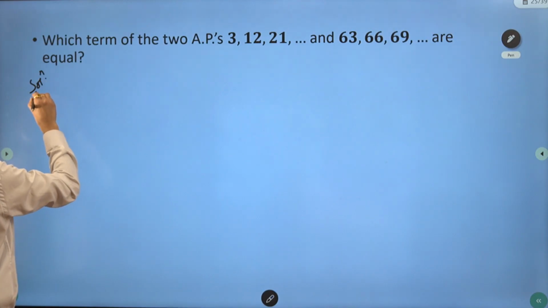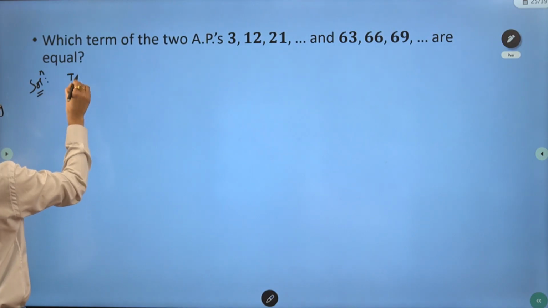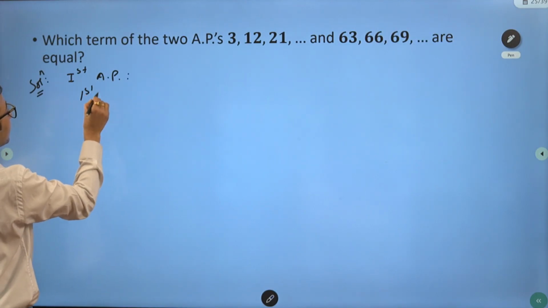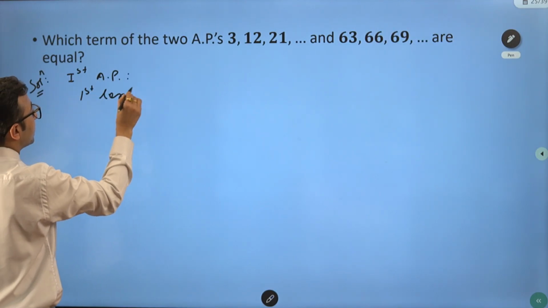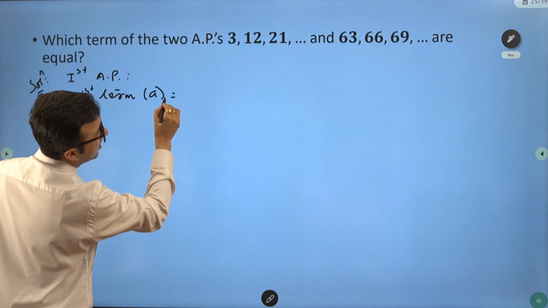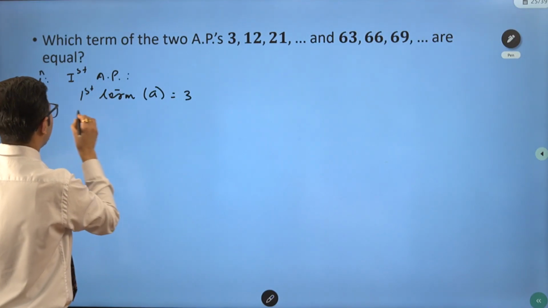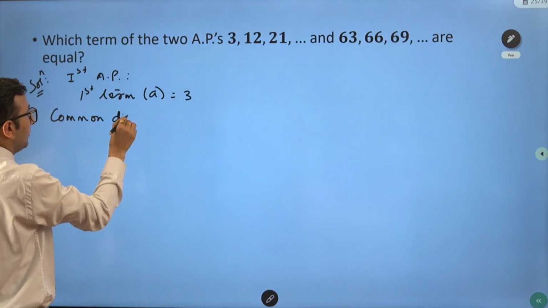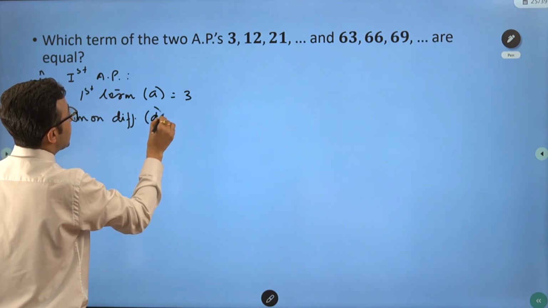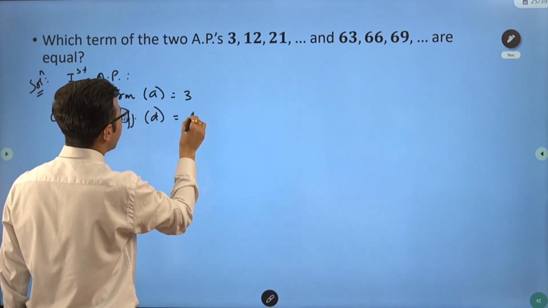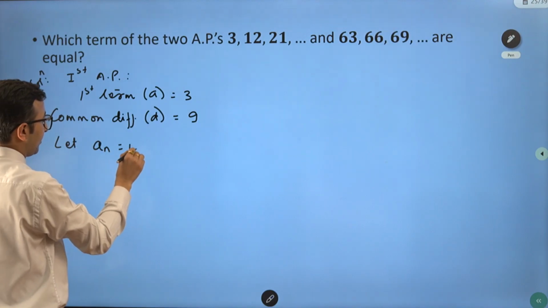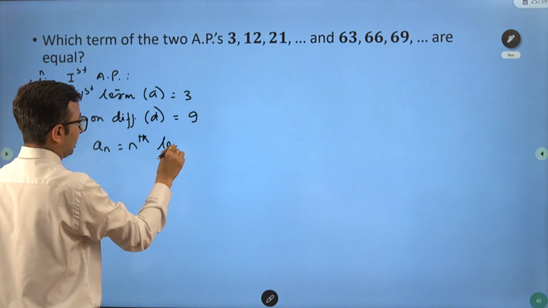So first we will write their first terms. First AP, first term, we will use A, that is equal to 3, common difference D is equal to 12 minus 3, which is 9. Let AN be the nth term.